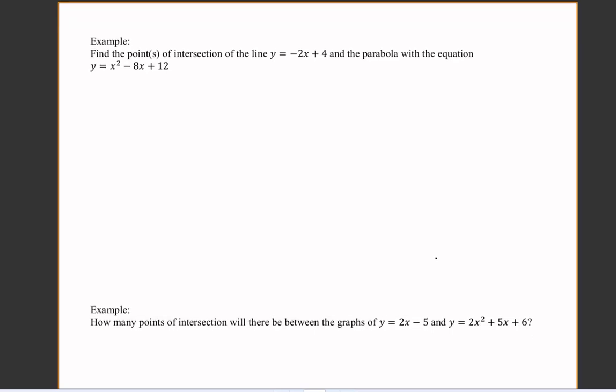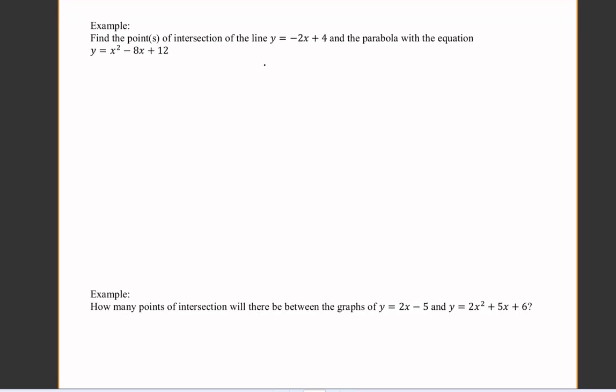So let's try one out. We can find the points of intersection between this function here and this function here. So this is the parabola, this is the linear. So what I do is I let them equal each other. So I'm going to go negative 2x plus 4 equals x squared take 8x plus 12. All right, so now we want to get a solvable quadratic function and see whether it's got solutions. It might have 0 solutions, 1 solution, or 2 solutions. Let's see what happens here.